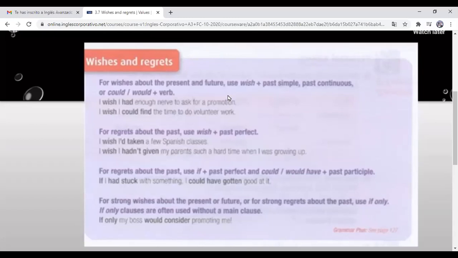No. Okay, I need another volunteer to read the second part, please, for regrets. For regrets about the past, use wish plus past perfect. I wish I'd taken a few Spanish classes. I wish I hadn't given my parents such a hard time when I was growing up.